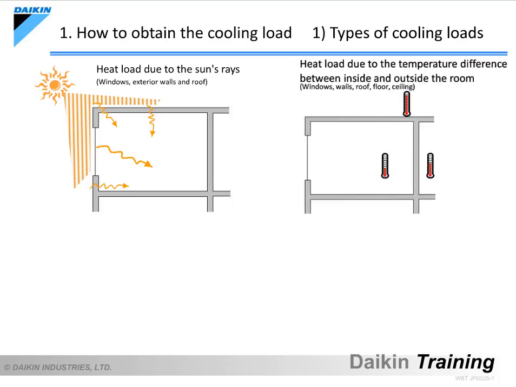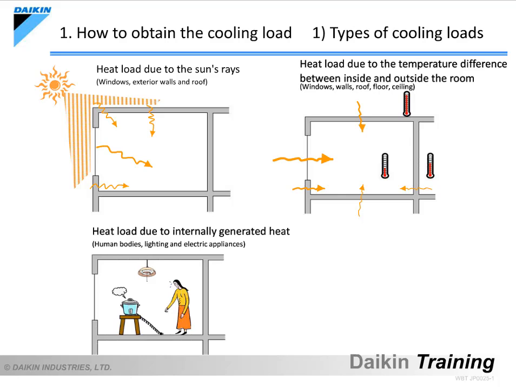The second type is the heat load caused by the difference in temperature between inside and outside the room. When there is such a difference, heat enters the room through the building's roof, exterior walls and windows on the exterior walls. Heat can also come in through the interior walls, ceiling and floor.